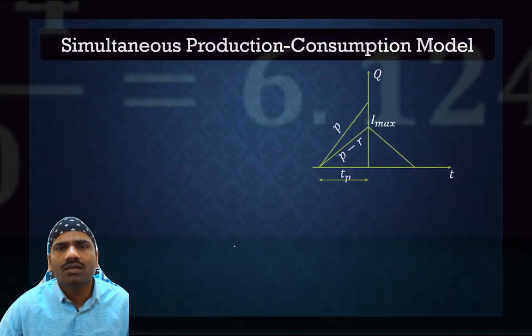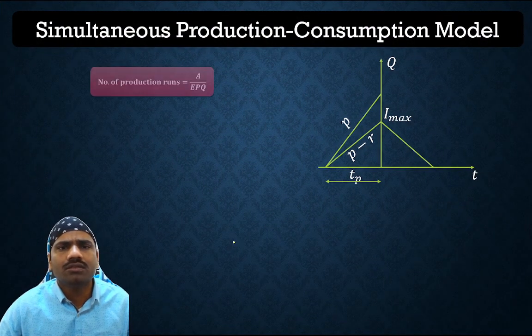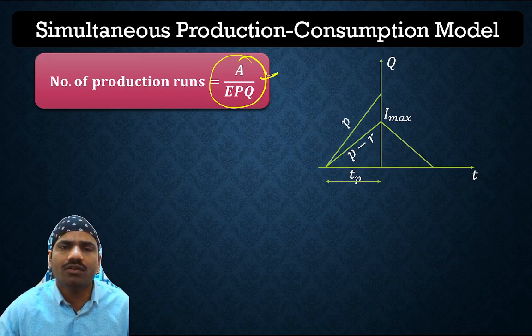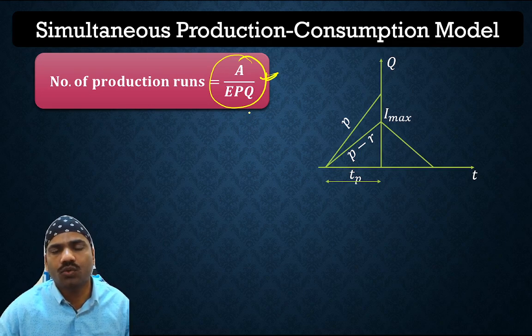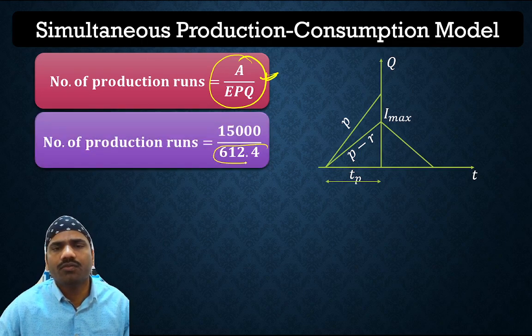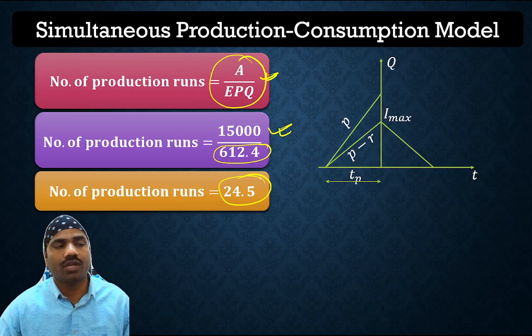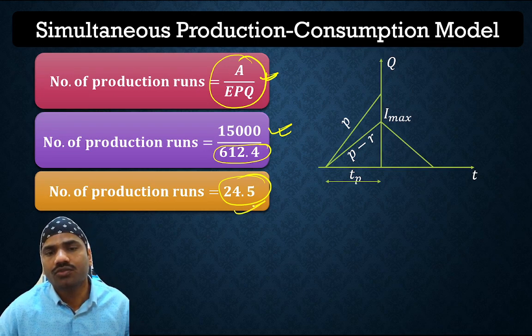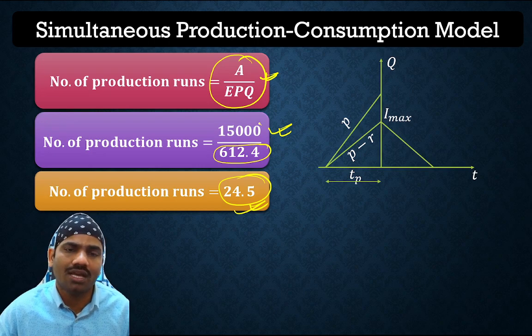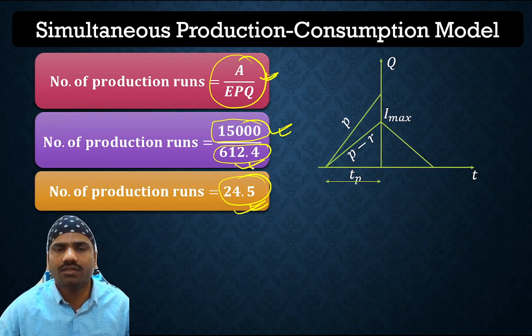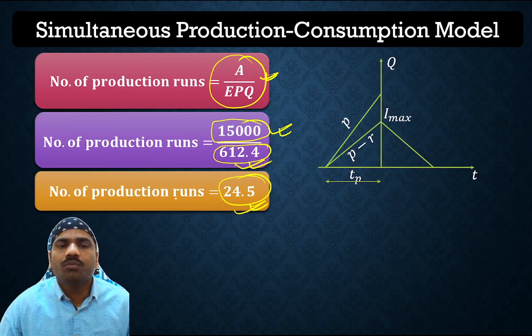We can find the number of production runs by making use of this particular formula: number of production runs is A by EPQ. A is the annual demand, and that is 15,000, and the economic production quantity is 612.4. So 15,000 by 612.4 gives 24.5. So around 24.5 times you have to run this production, so that we can have a production quantity of 15,000.